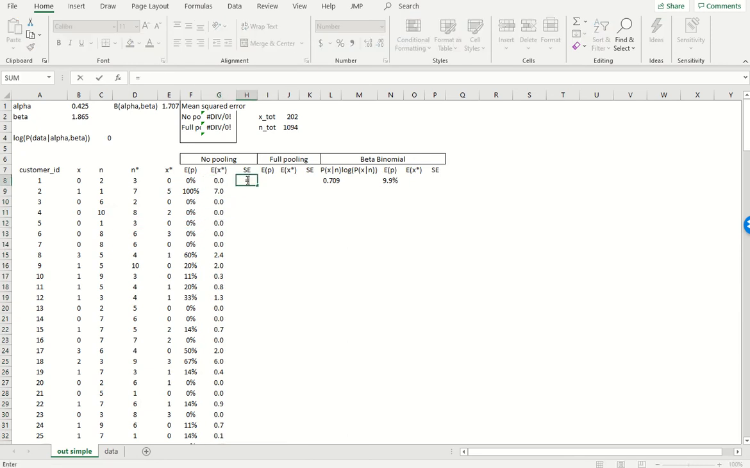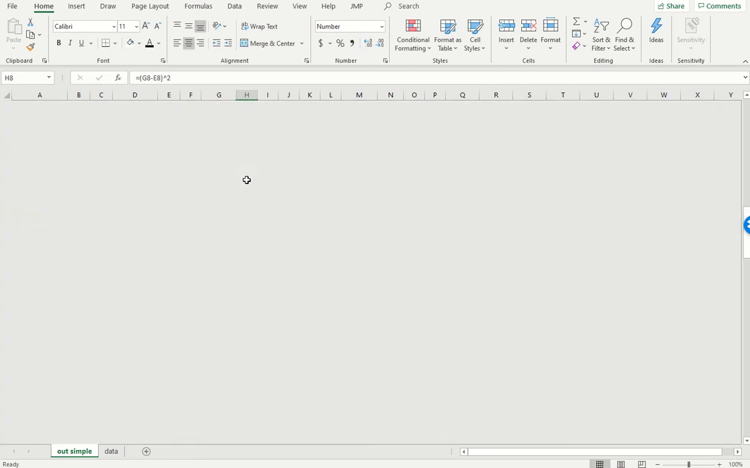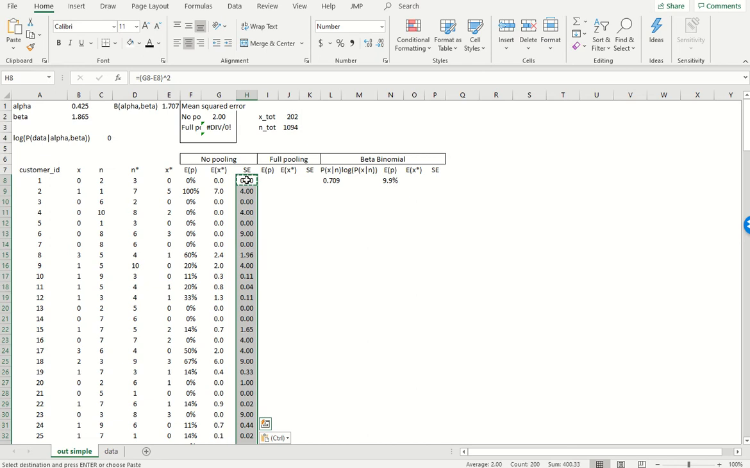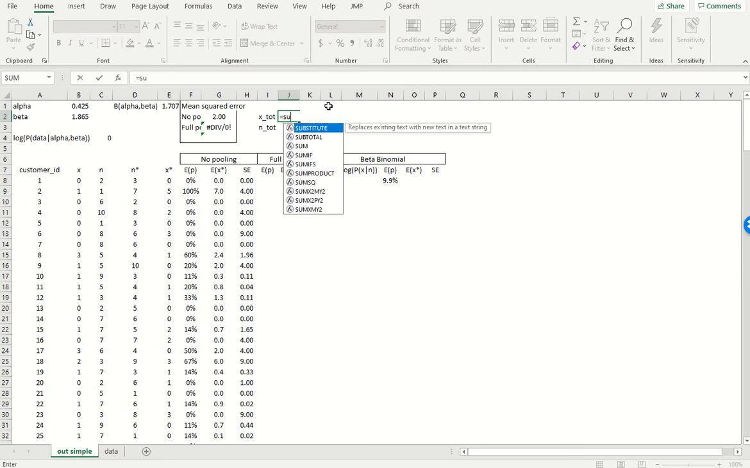Then the squared error is exactly what it sounds like. It's just my expectation for purchases in the holdout period minus what I actually saw in the holdout period, squared. So there we go. So here we predicted 7 purchases. We actually saw 5. That's a difference of 2. 2 squared is 4.